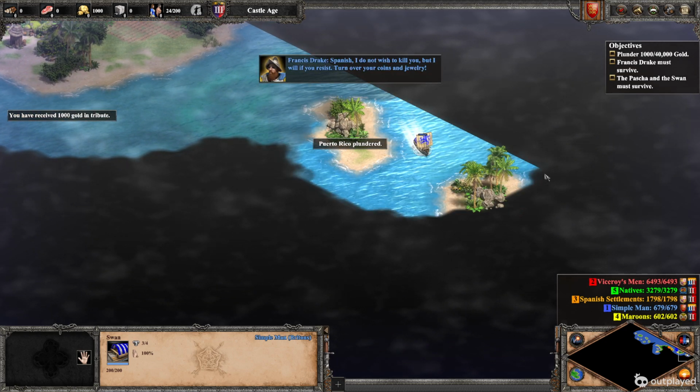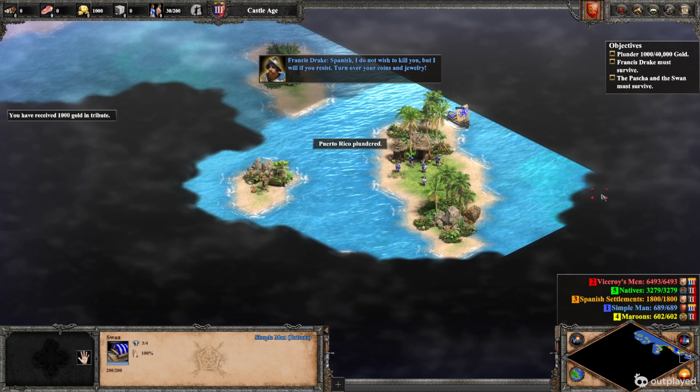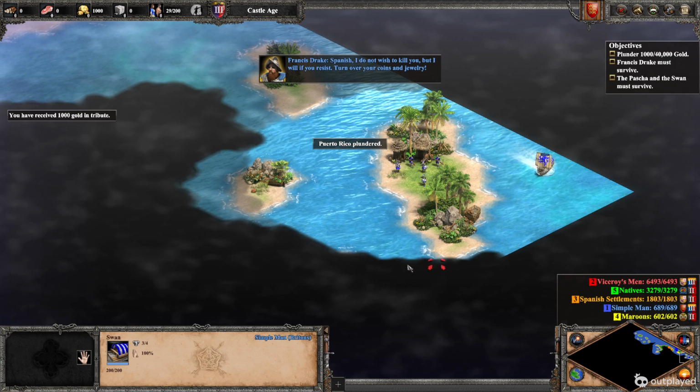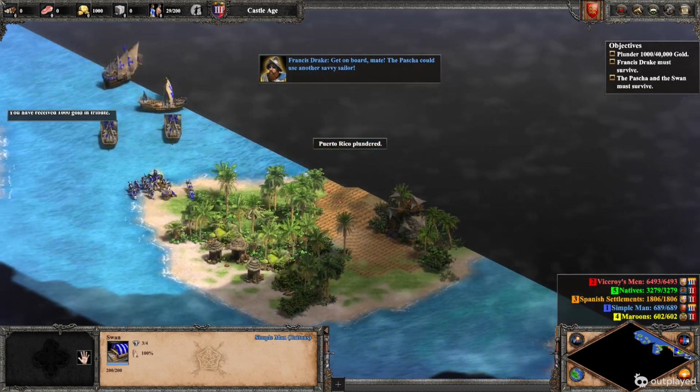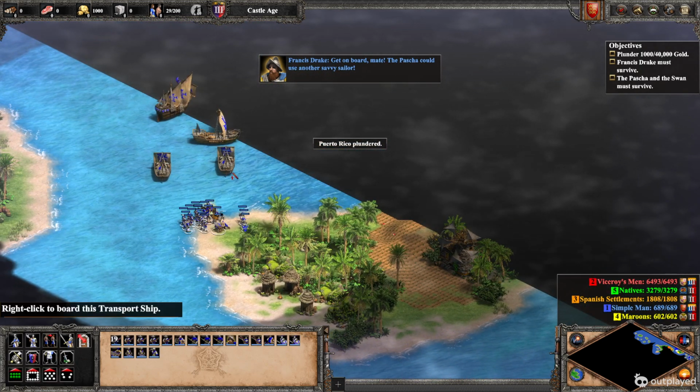Spanish! I do not wish to kill you, but I will if you resist. Turn over your coins and jewelry. Get on board, mate! The Pasha could use another savvy sailor.